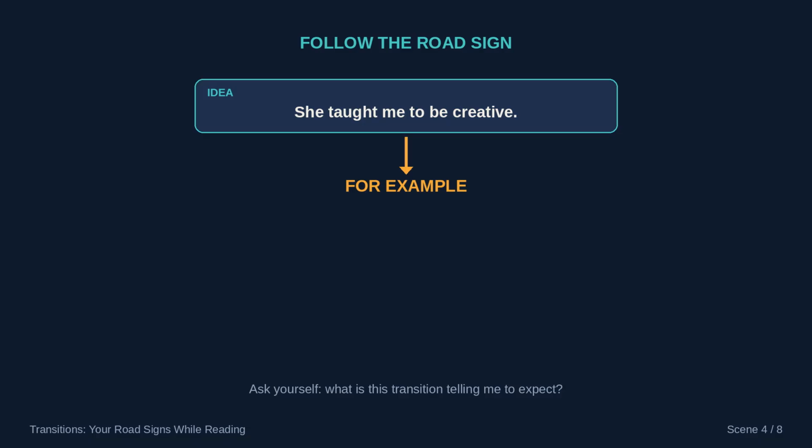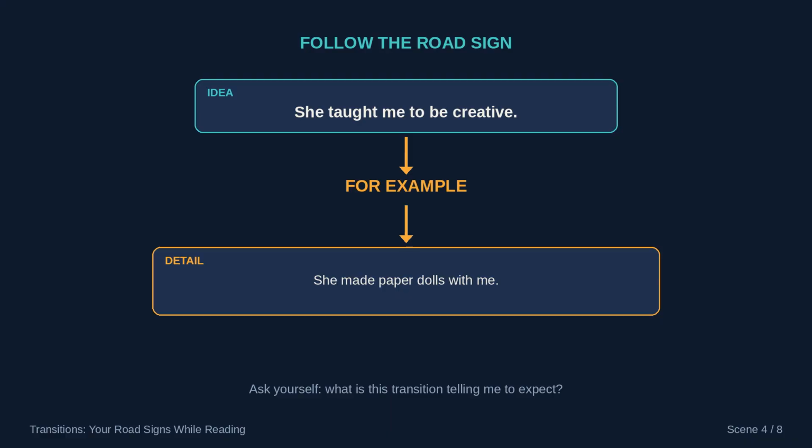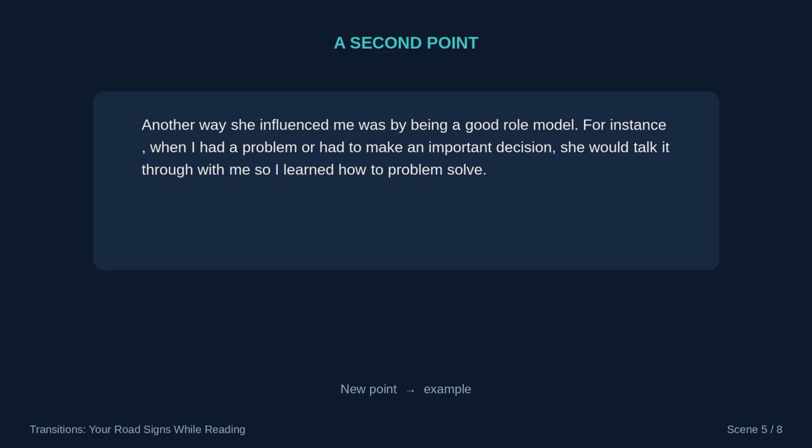So when you're reading, don't just skip over transition words. Instead, ask yourself, what is this transition telling me to expect? Now, we get the transition another way. So that tells us that the writer is moving on to a second point.